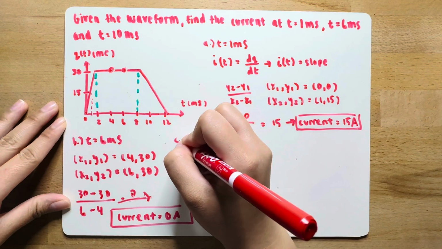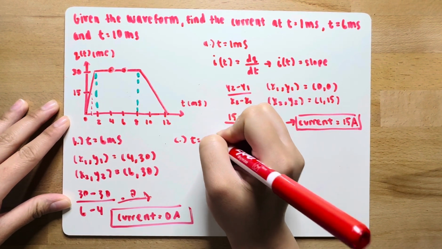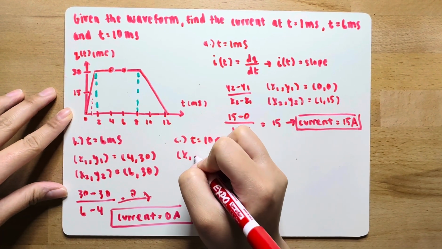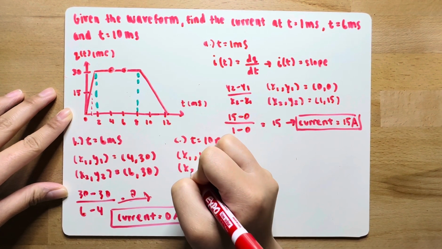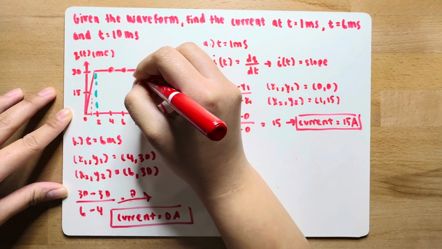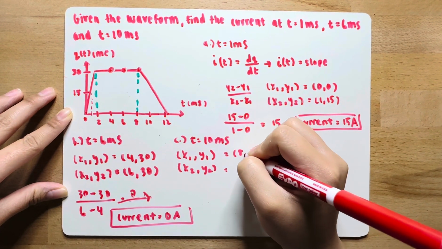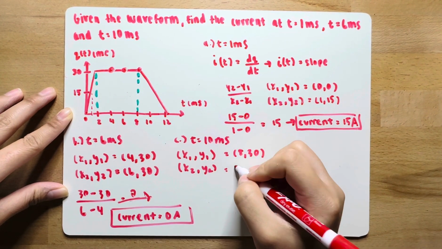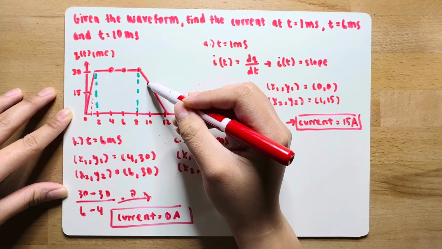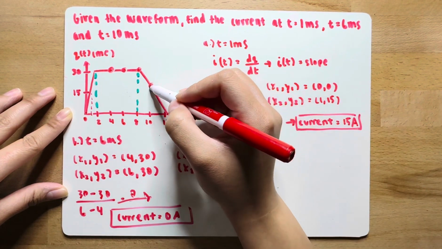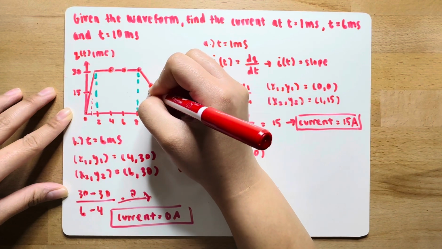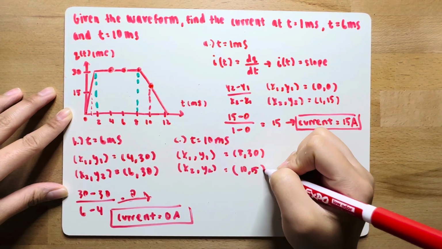Now moving on to C, we have t equals 10 milliseconds. Same deal, x1, y1, x2, y2. Pick any point for x1, y1. I'm just going to pick this point, which is 8 and 30. And now for x2, y2, we're going to pick a point where this is at time t equals 10 milliseconds, which is here. So it's going to be 10 and 15. Yep, because it's right here. It's around 15. Let's say it's 15.